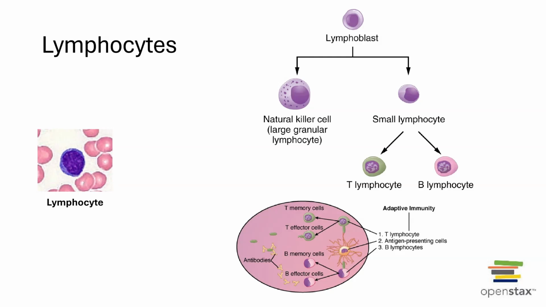B cells produce antibodies that recognize specific molecules associated with a pathogen. These molecules that bind to antibodies are called antigens. Similarly, T cells produce receptors that allow them to recognize antigens associated with specific pathogens.